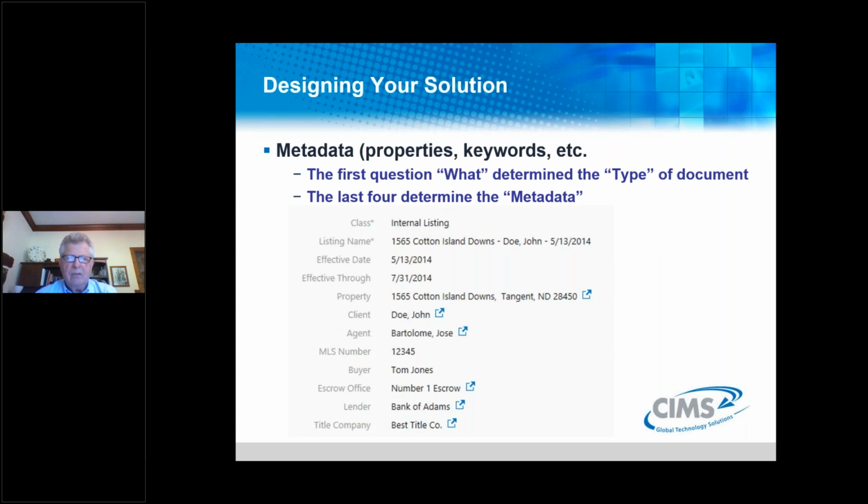So all of this is coming back. We talked about the what question, determine the type of documents, and the last four determine the metadata. And so here's basically the type of document or the type of data that we've collected. It's called an internal listing. And this is the name that we actually create for the document.